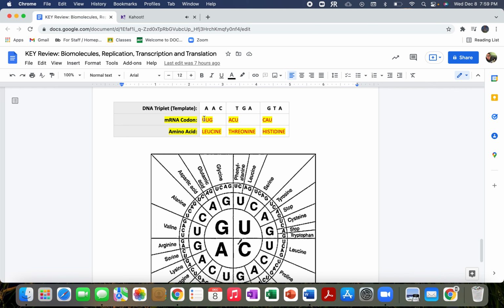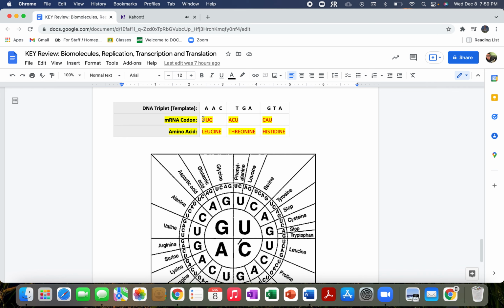All right, last part. On your study guide, you had more in this chart, right? You had the DNA, complementary DNA strand. You can delete that. You don't need to worry about that. You also have a tRNA strand. You don't need that. We're just going to go from the DNA to the mRNA to the amino acid.